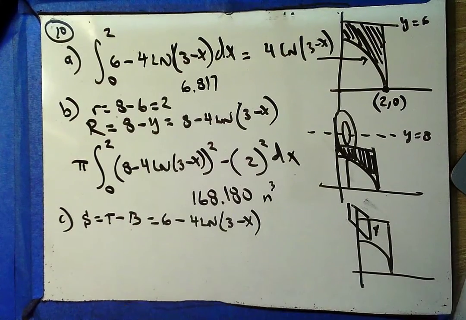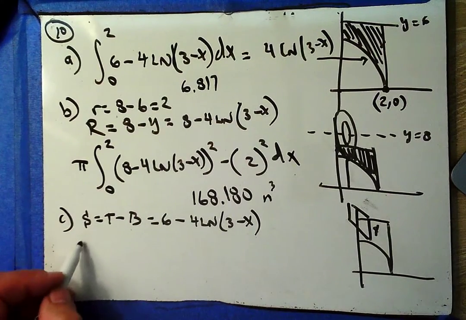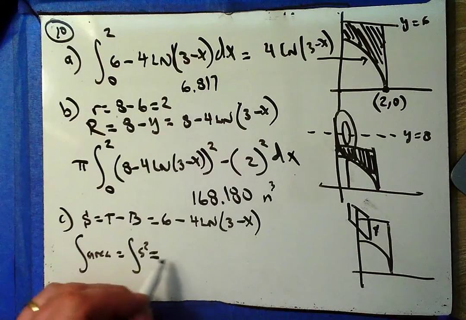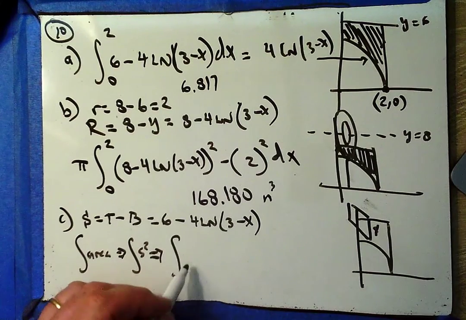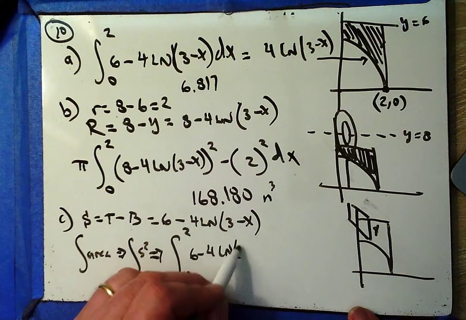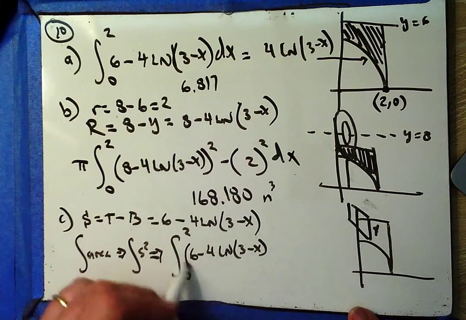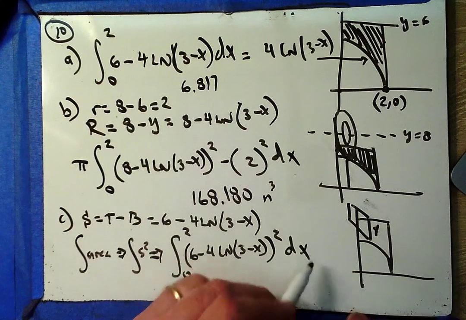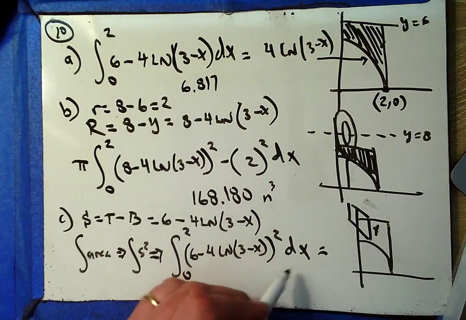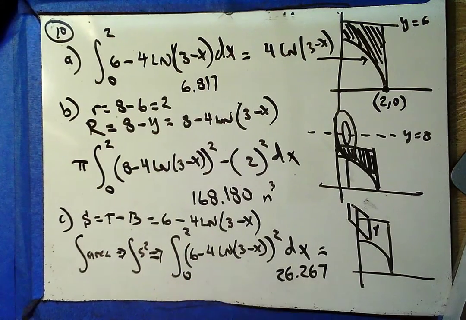But remember, we're looking for side squared. We're integrating area, so that's going to be side squared, which is going to be the integral from 0 to 2 of 6 minus 4 ln 3 minus x, and this is our side, so we want that squared. We've written it, and now we need to find the value using our calculator for this integral. And when I did, I got 26.267 units cubed for the volume.